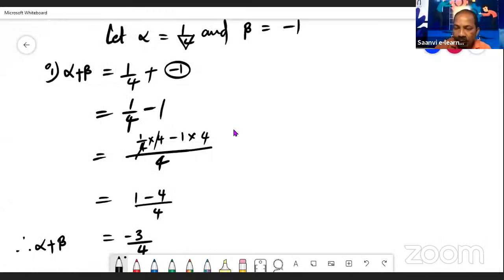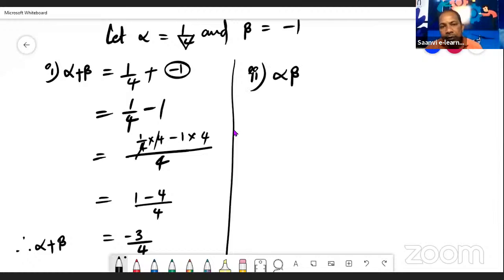Why? Because they have given only zeros, not the sum of the zeros and product of the zeros. In the previous bit, directly he has given the sum of the zeros and product of the zeros, and we substituted directly. But here only zeros are given. So we should find the sum of the zeros and product of the zeros. Now the sum of the zeros we have got is minus 3 by 4. Now find the product of the zeros.